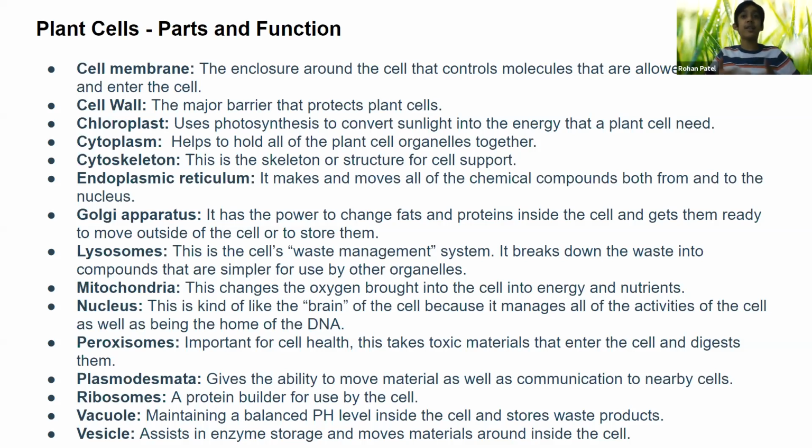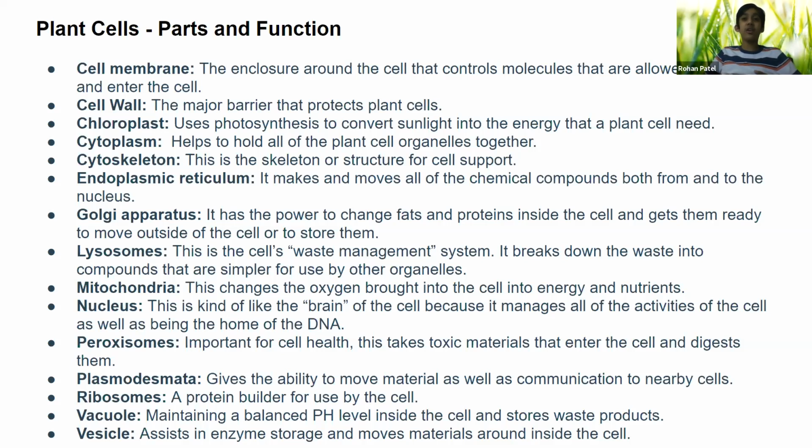The cytoskeleton is the skeleton and structure for cell support. The endoplasmic reticulum makes and moves all the chemical compounds from and to the nucleus. The Golgi apparatus has the power to change fats and proteins and gets them ready to move out of the cell. Our lysosome is the waste management. It breaks down the waste into compounds, which are simpler to use by other organelles. Our mitochondria is like the powerhouse of the cell.